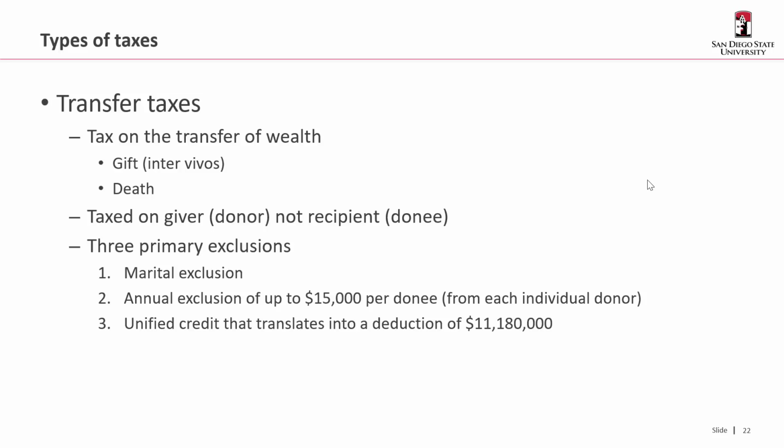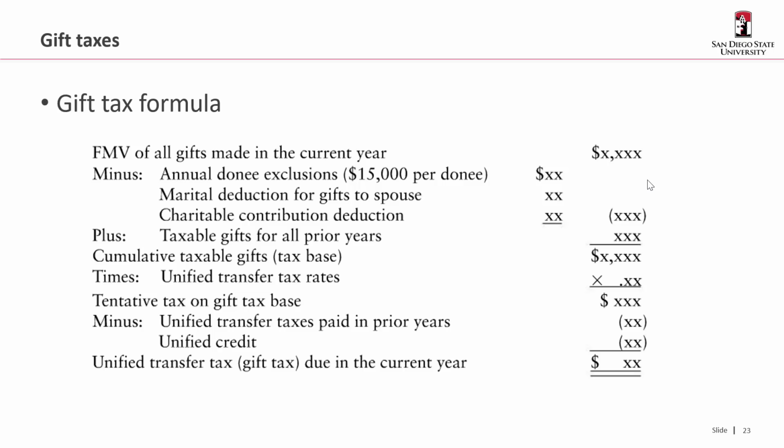And then there's a big credit called the unified credit. And basically that credit is a tax credit against any transfer tax you would pay. And it translates into more or less a deduction of about $11 million. So what that means is you would need to give away either over your lifetime or in a single lump sum, either during life or at death, over $11 million before you'd pay a dime of tax on transfer taxes. So this is definitely a tax for the wealthy.